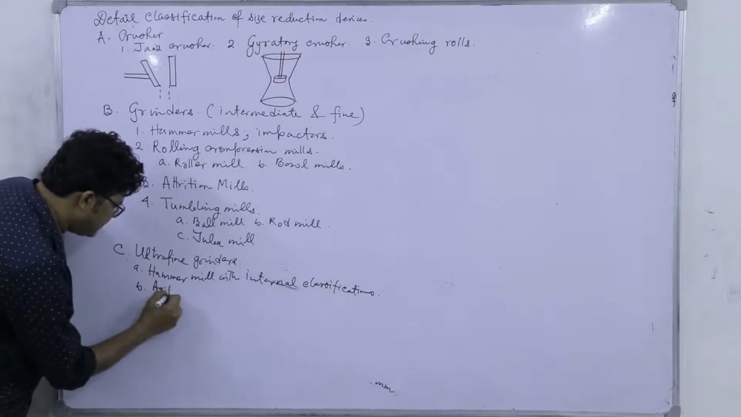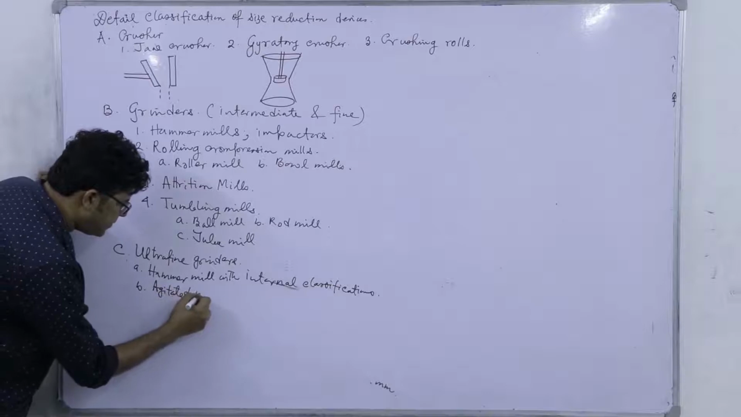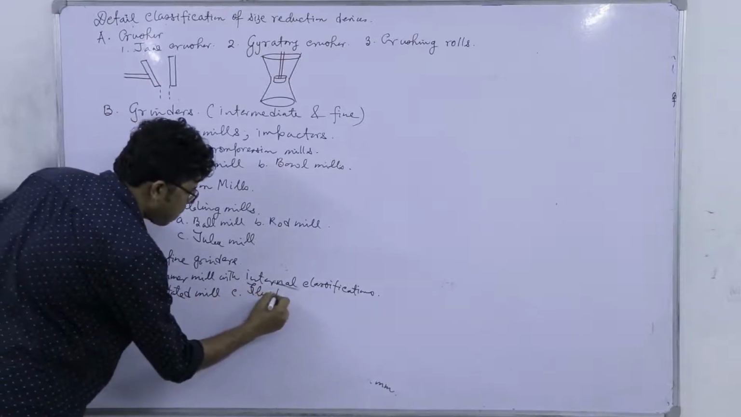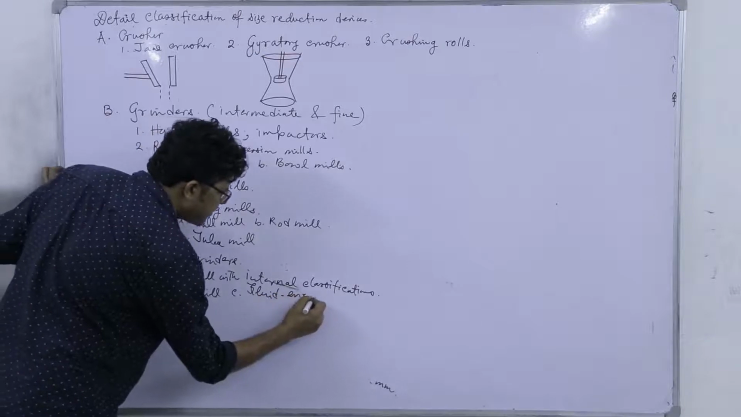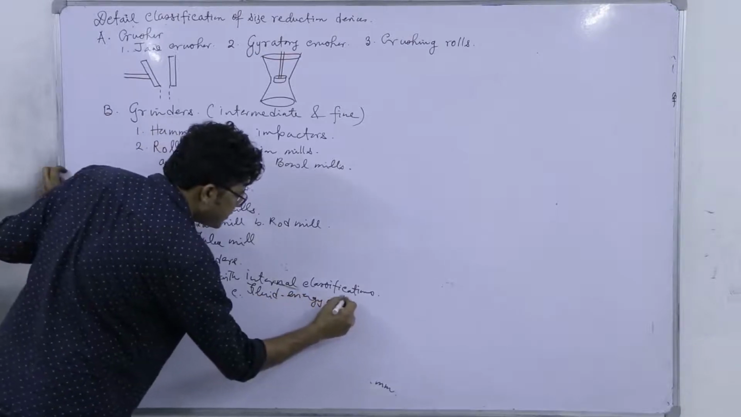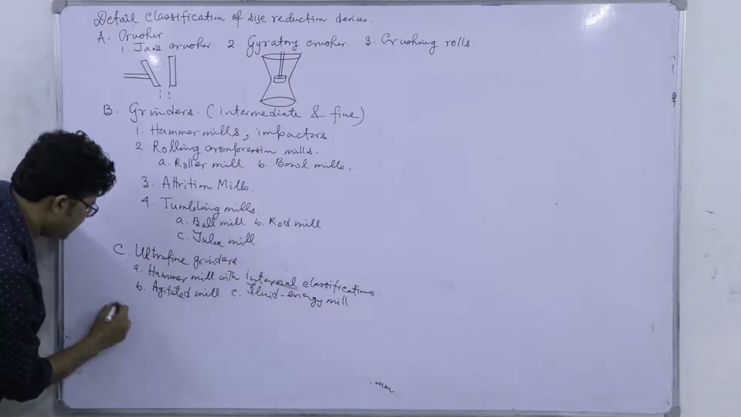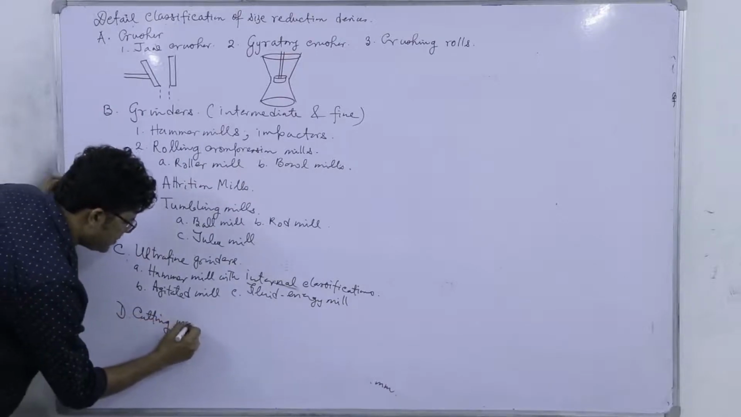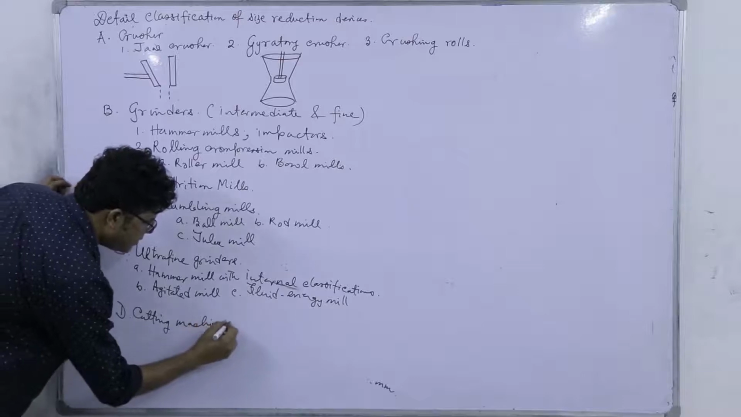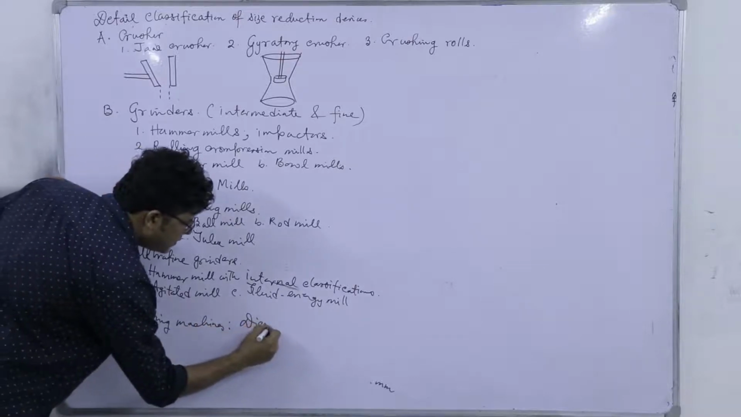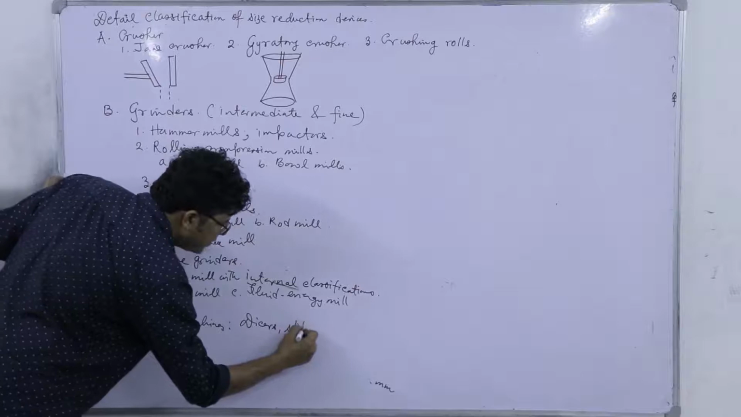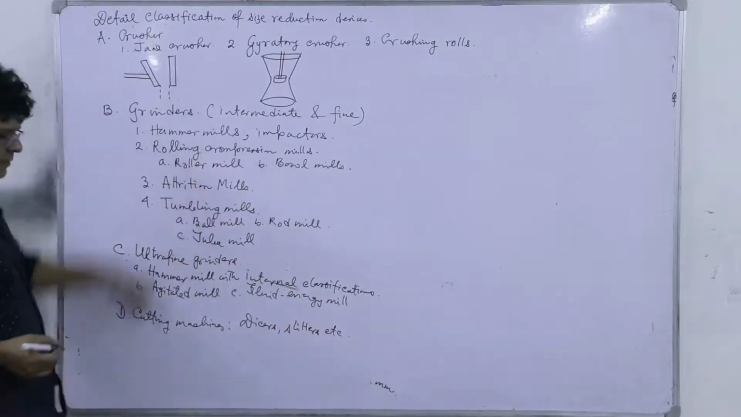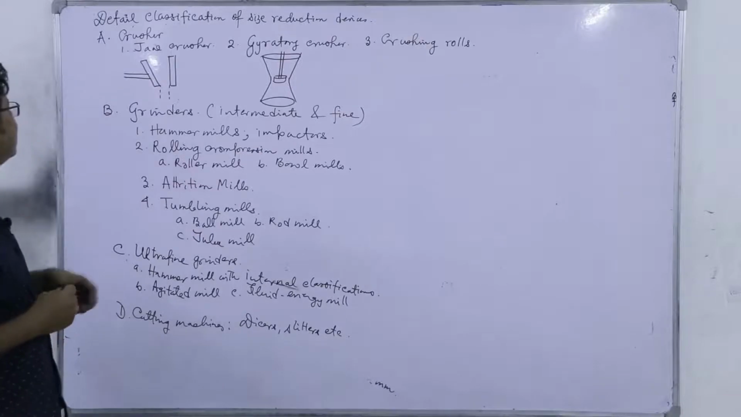Agitated mill, fluid energy mill. And D, that is the cutting machines, dicers, slitters, etc. So that's the detailed classification of size reduction devices.